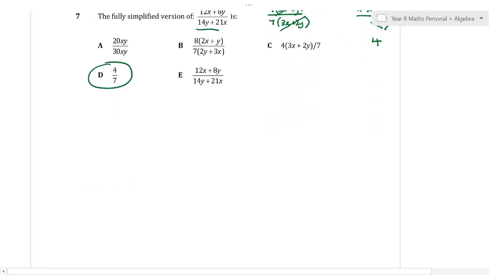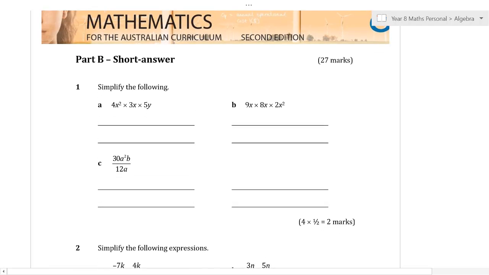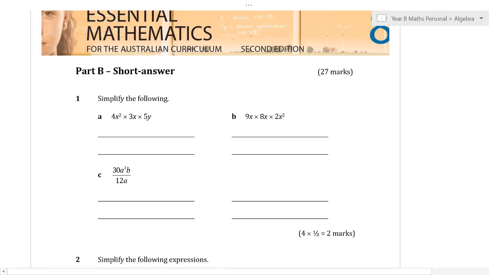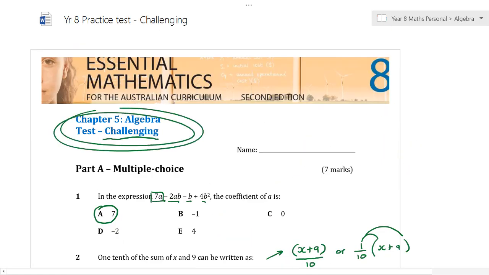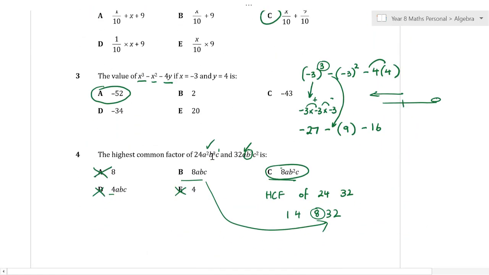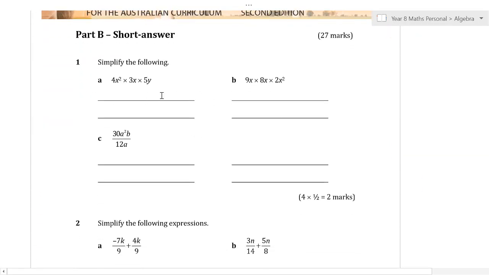A lot of these questions you would not have this many tough ones on a test, so I will remind you, this is the challenging test. Just remember that the same skills apply, they're just a little bit harder.